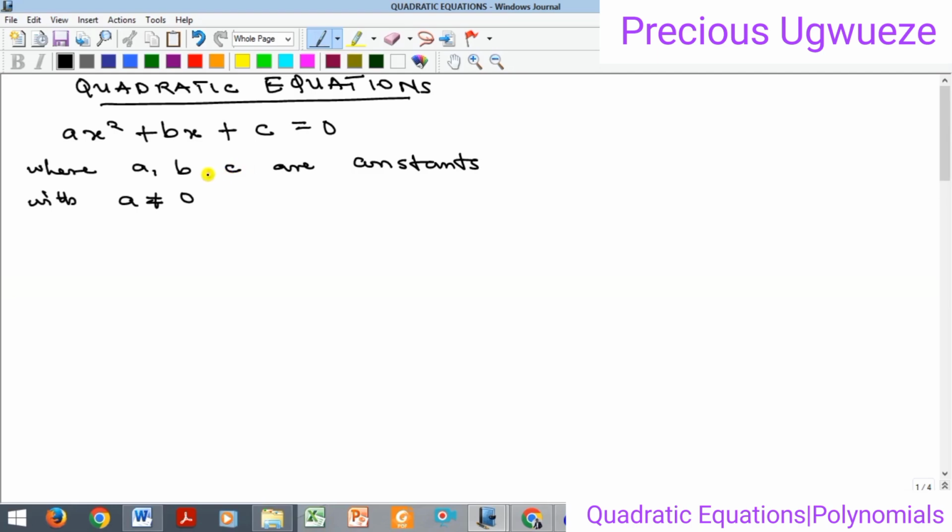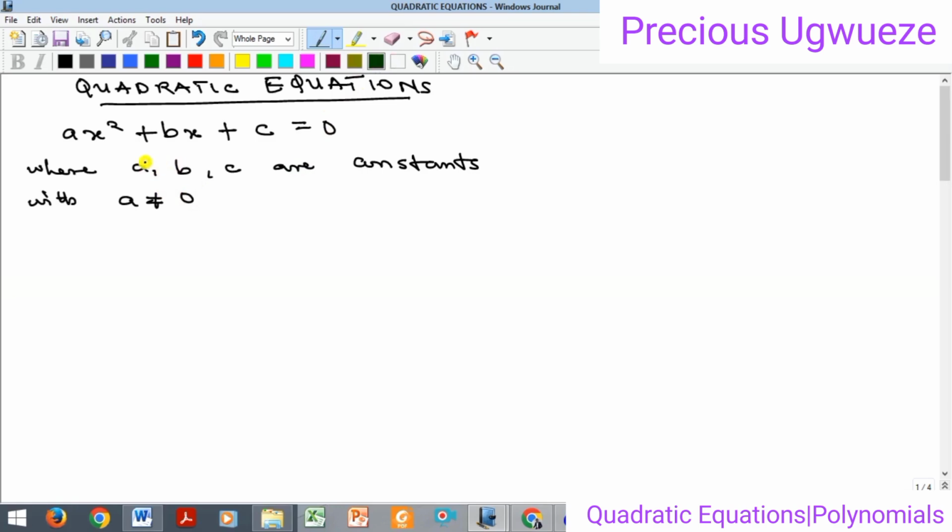definitions. So any equation that is of this form, ax squared plus bx plus c equal to 0, is referred to as a quadratic equation, where a, b, c are constants, that's ordinary numbers, but a must not be 0. And that is to say, quadratic equations are types of polynomials. They are a particular type of polynomials, and we are quickly going to look at polynomials so that you will know where quadratic equations are coming from.